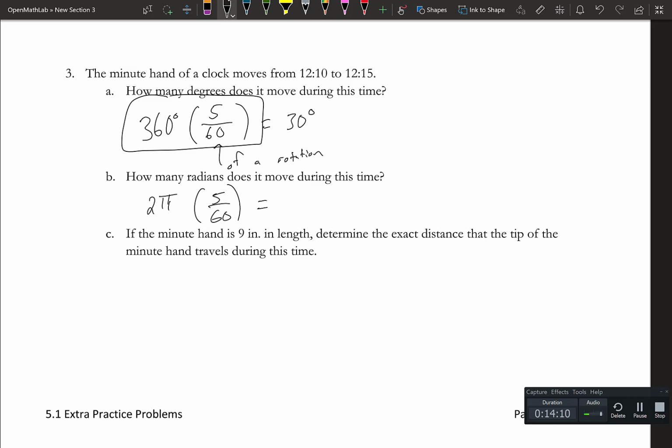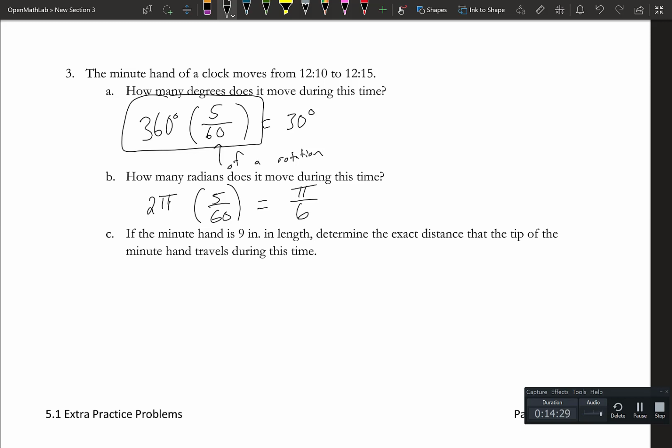Simplifying this should come out to be pi over 6. And this was actually one of the common degree-radian measurements that we should know, that 30 degrees is pi over 6. We'll use that a lot in this class.